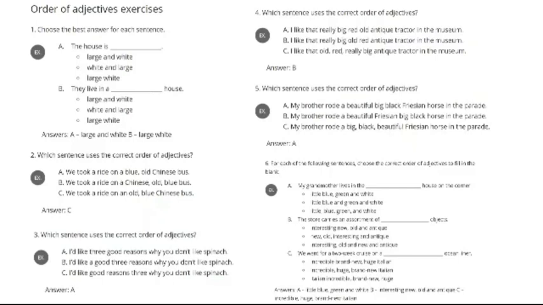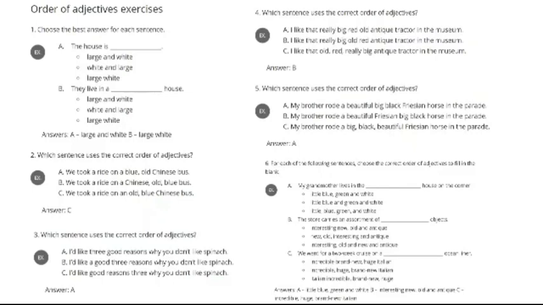First question, choose the best answer for the sentence. The house is large and white. Second, they live in a dash house. Large, white. Second question, which sentence uses the correct order of adjectives? The answer is C. We took a ride on an old blue Chinese bus.